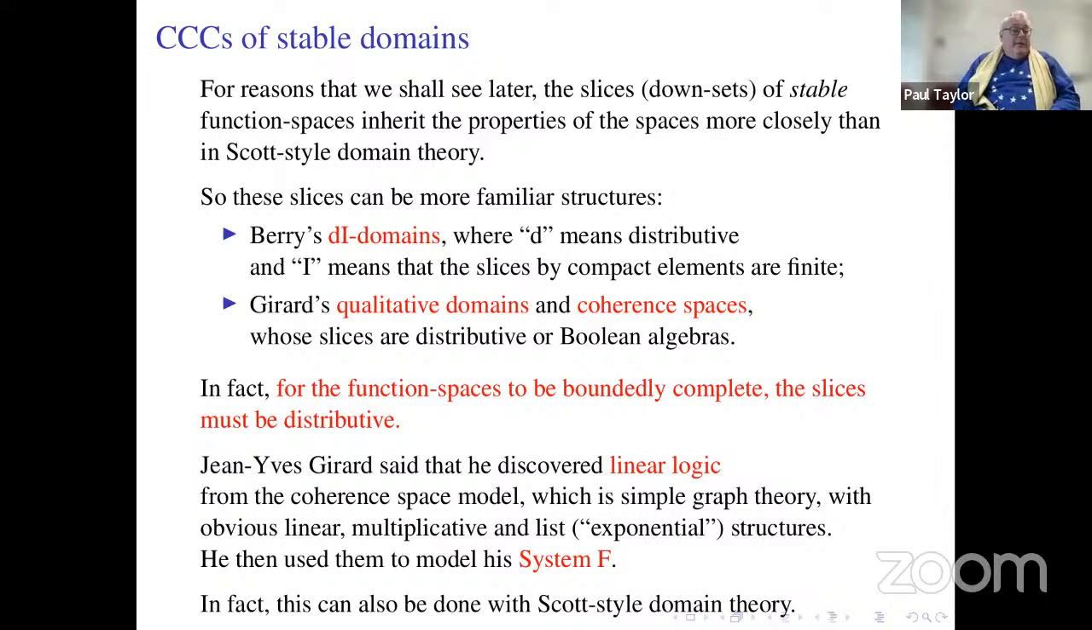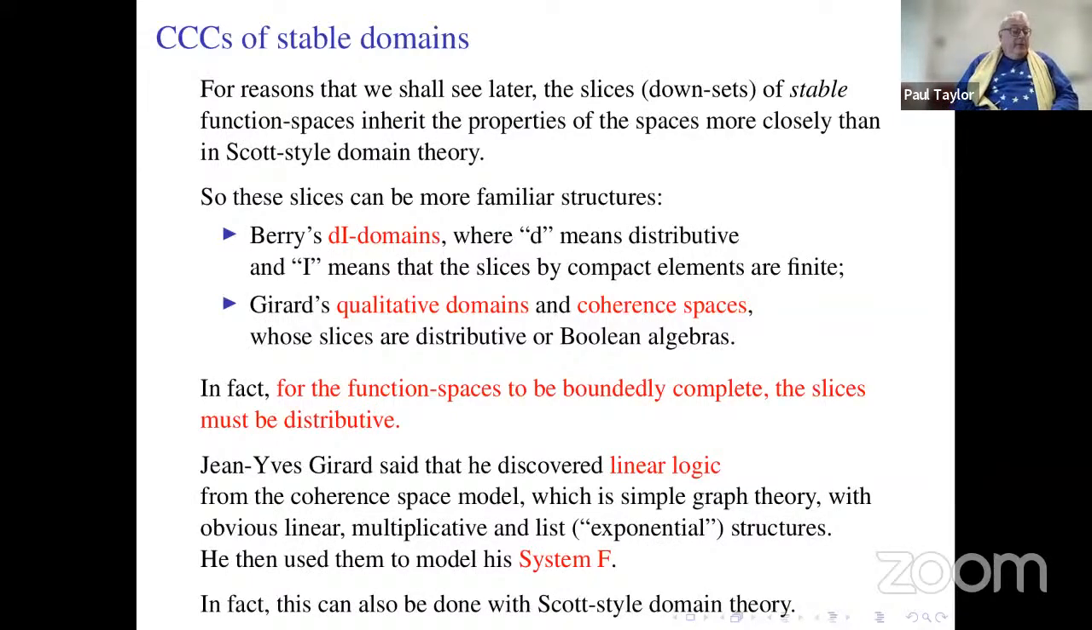Now, these constructions are very, very simple. And Girard claims that he actually discovered linear logic by playing with the coherent space model, which is simple graph theory. So there's quite straightforward ways in which you can add graphs together or multiply a graph by another graph, and form lists of them, which he called exponentials. So he claims that that's how he discovered linear logic and the linear decomposition of functions.